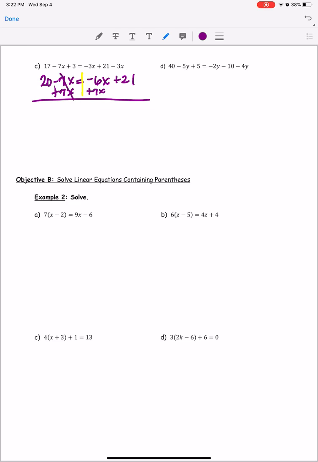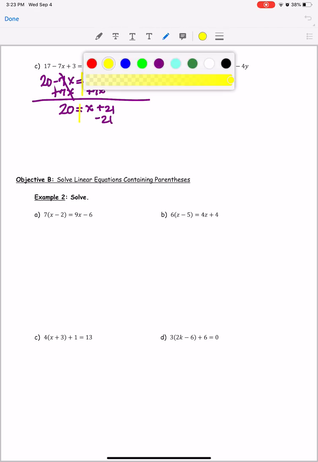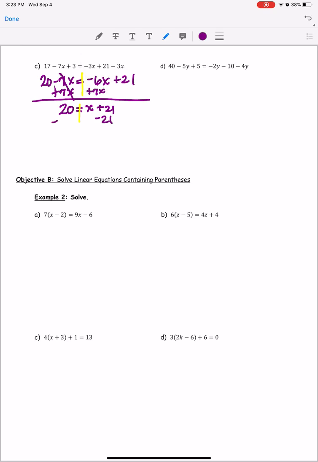Negative 7 plus 7 cancels out, so I'm just left with 20. So we got 20 equals negative 6 plus 7. Different signs, so subtract and keep the sign of the bigger one. So we can either go with a 1x, but 1x is the exact same thing as just x, plus 21. So now that I have my variable over here, that means I need my number over here. So the opposite of plus 21 is to subtract 21. And what I do to one side of this equation, I've got to do to the other. So if I'm subtracting 21 from one side, we've got to subtract 21 from the other side as well.